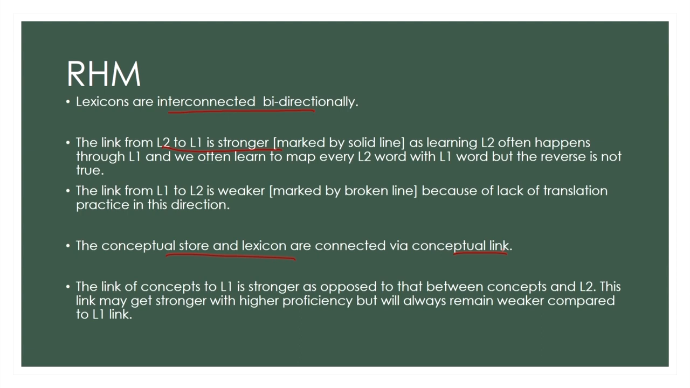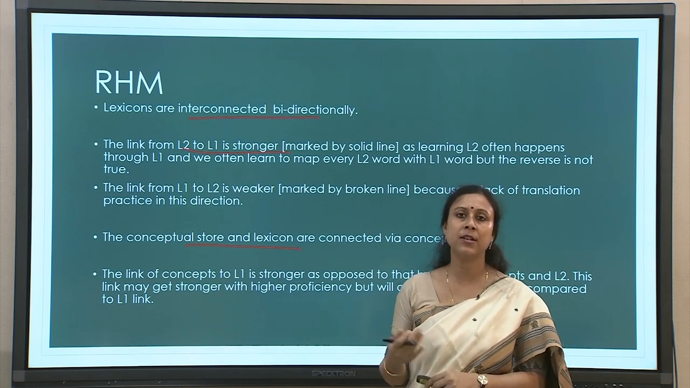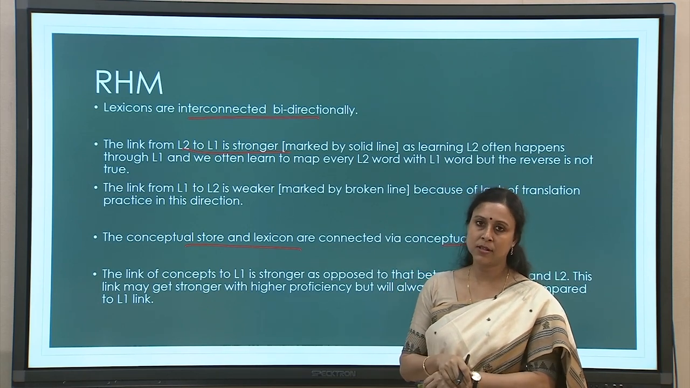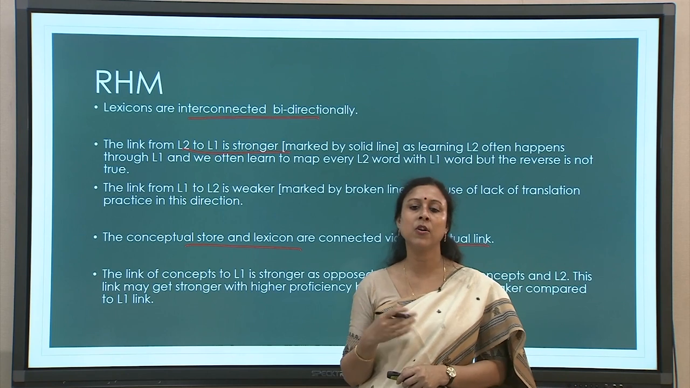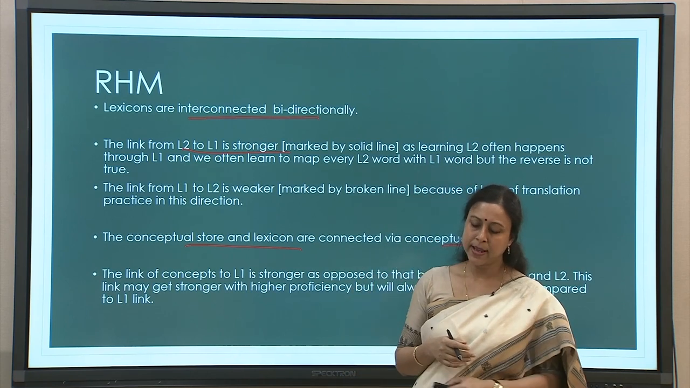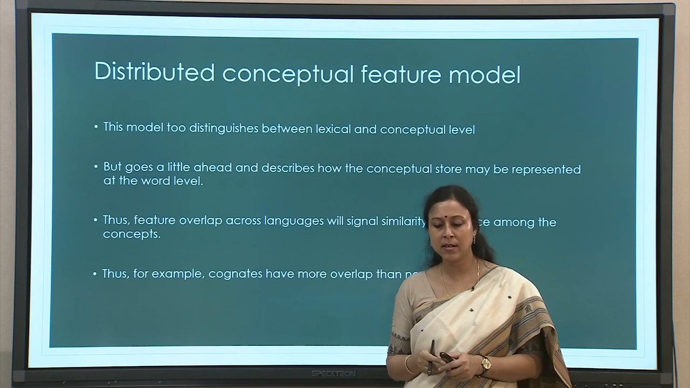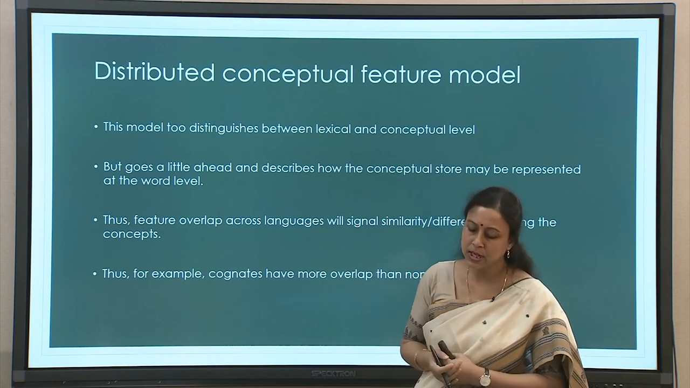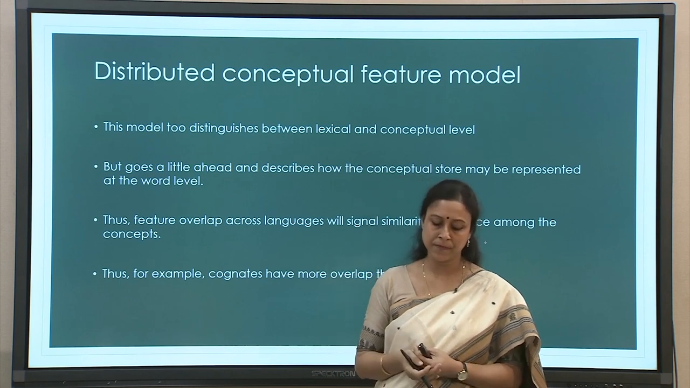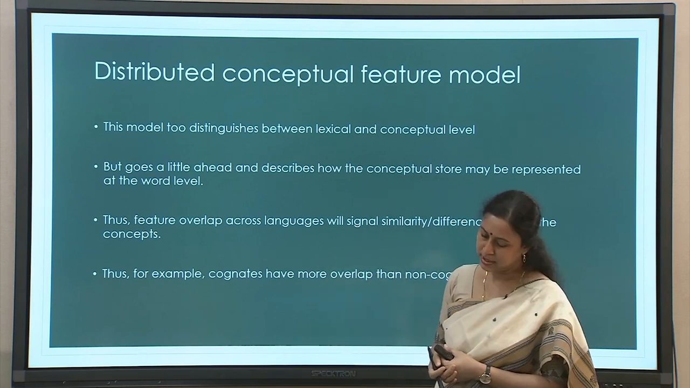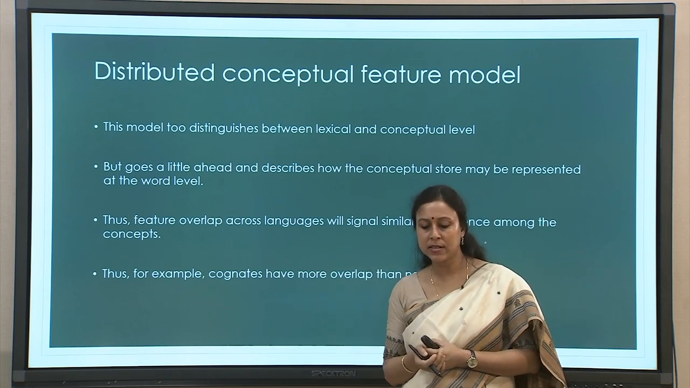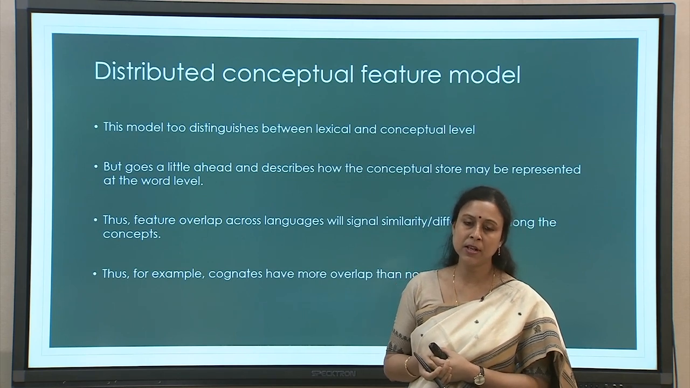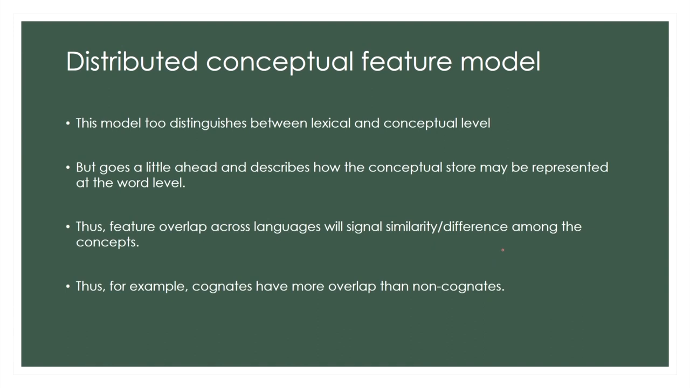Even though, as the bilingual goes higher in his proficiency in L2, the connections between L2 and conceptual storage might get quite strong, much stronger than before, theoretically, it is believed that it will probably always remain weaker compared to the L1 link. So that was the revised hierarchical model, and that is something that is relevant even today. It's one of the most well known and most cited models, and a lot of work has taken place within that paradigm. Another important model that came in a similar vein is called the distributed conceptual feature model.